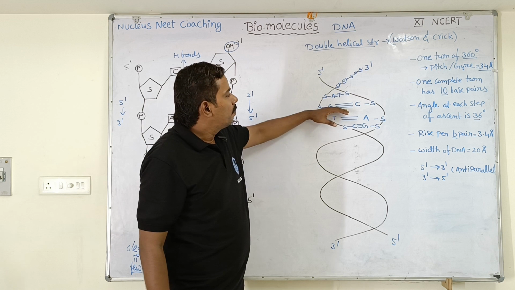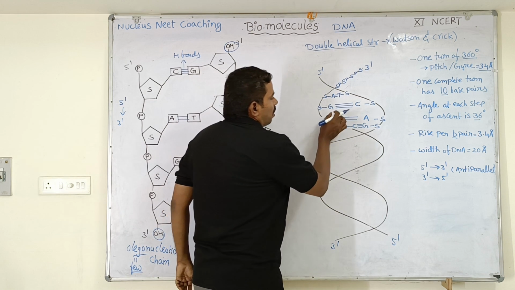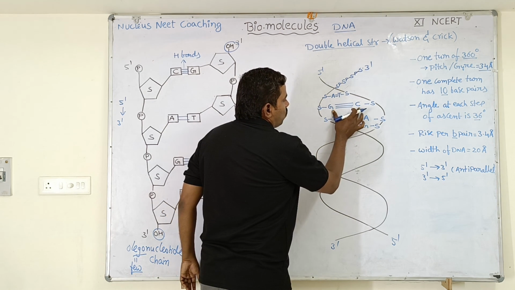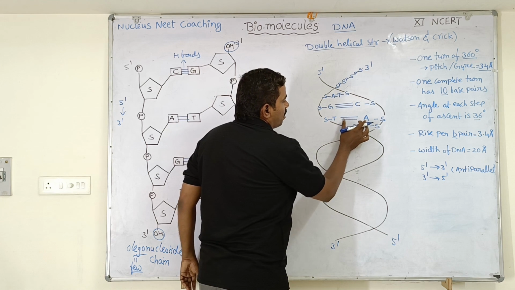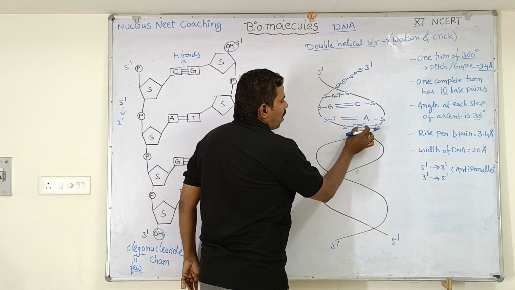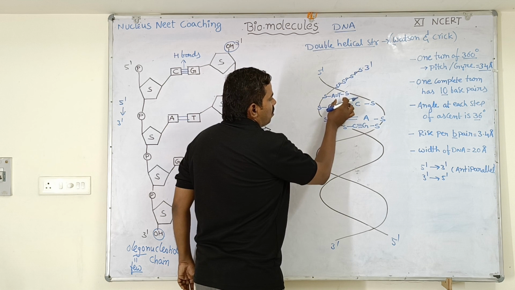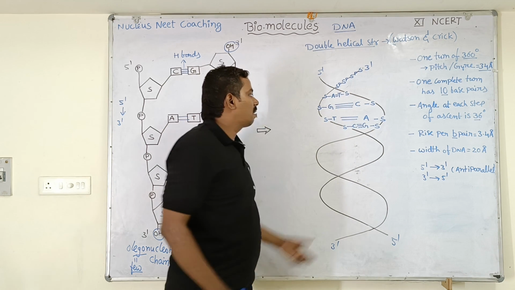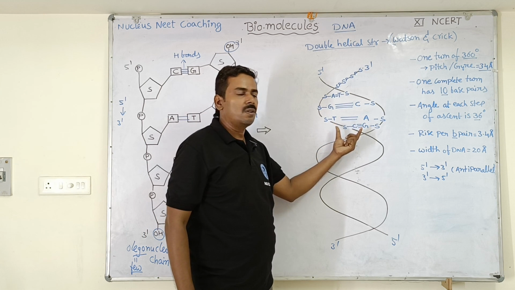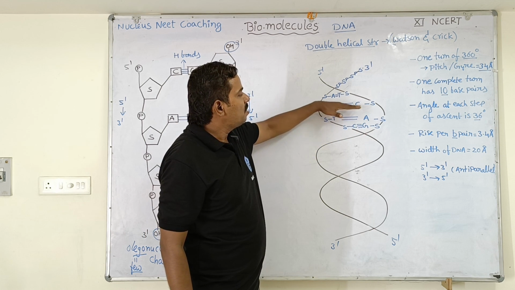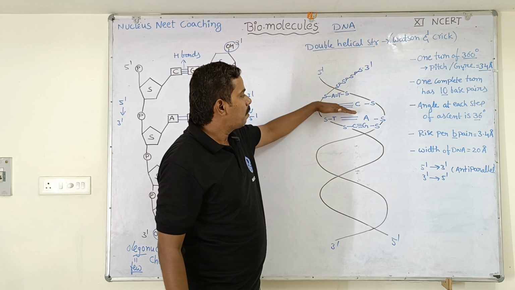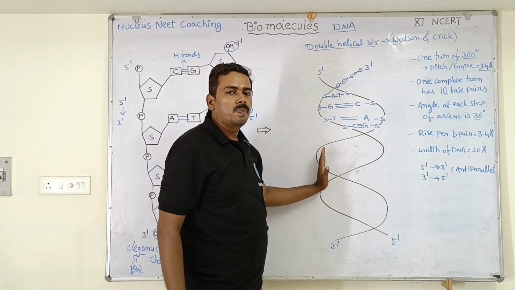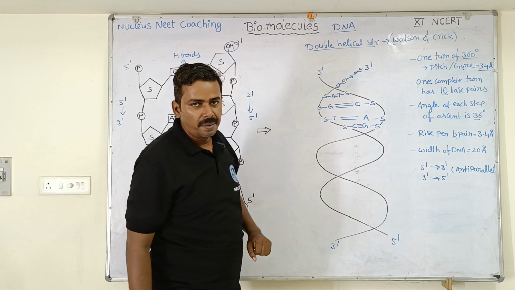Now how are the base pairs arranged? Guanine and cytosine is one base pair. Thymine and adenine is another base pair. Cytosine and guanine is another base pair. Each of these two nitrogenous bases held by hydrogen bonds are called base pairs. Understood? The base pairs are arranged perpendicular to the sugar phosphate backbone, towards the inside.